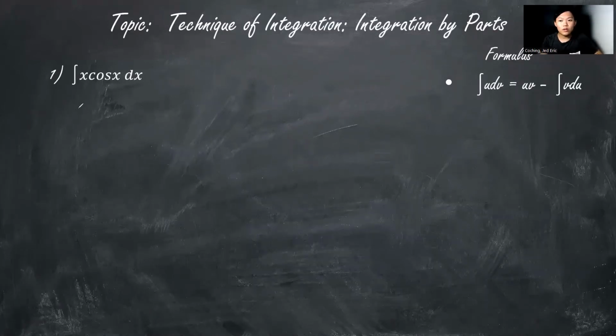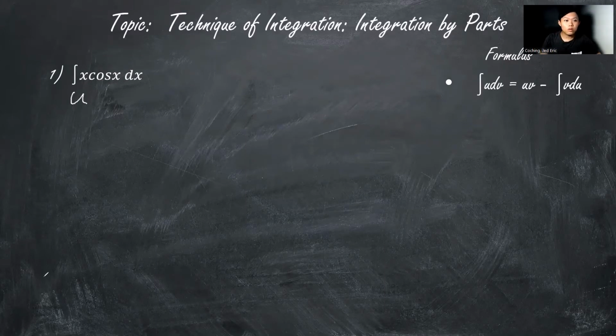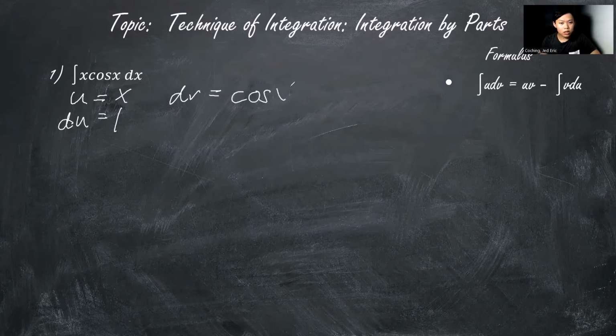So first, let's find u, which is easy to guess as x. du is equal to 1. dv is equal to cos x, and v is just the integral of cos x, so sine x. Now, using the formula, we can just write it again.